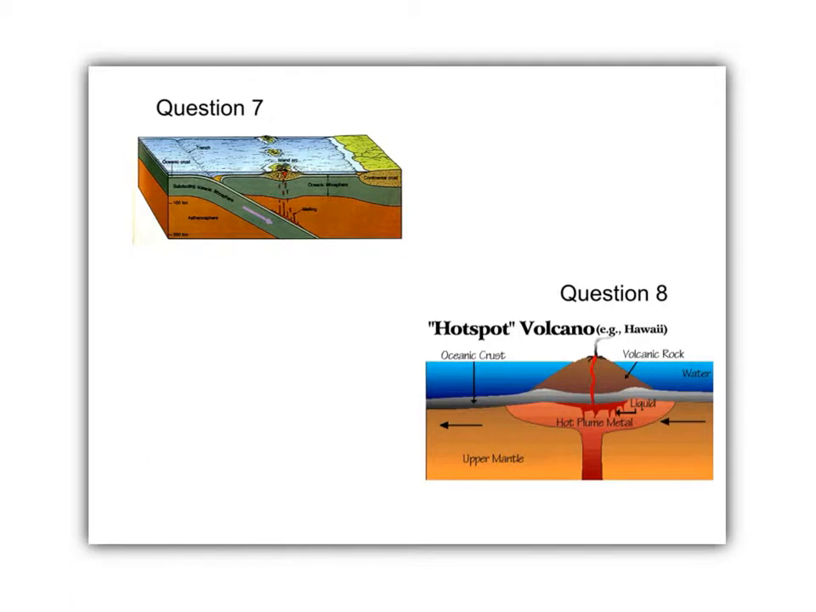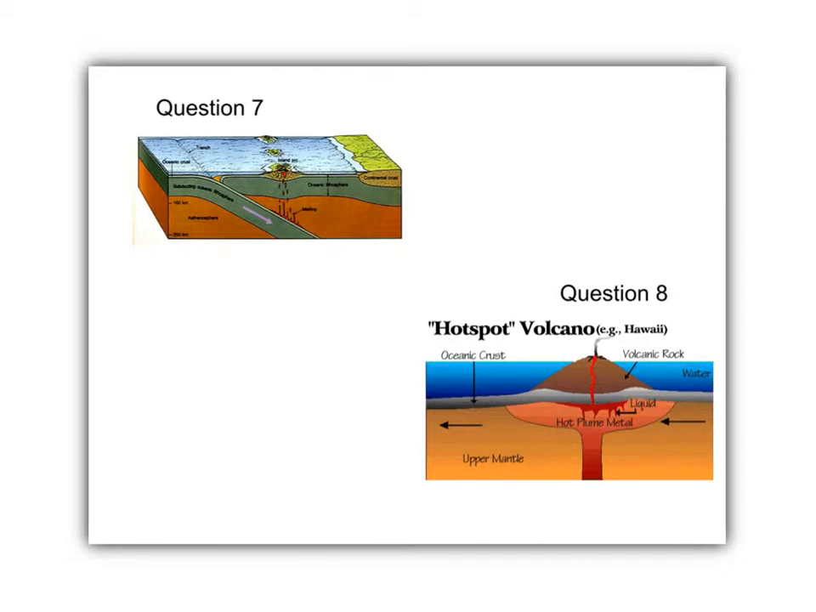Question 7. A volcanic island arc, where do they form? They usually form where you have 2 ocean plates. You have one ocean plate here and one ocean plate here converging on each other. And that is a convergent oceanic to oceanic plate boundary.